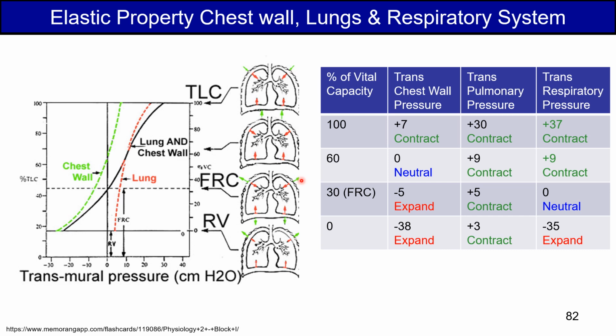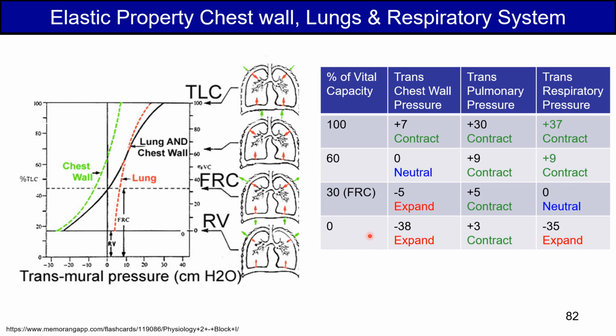The lungs would like to contract, the chest wall would like to expand, they equalize each other, and therefore the transrespiratory pressure is 0. So the respiratory system would neither like to contract nor expand.